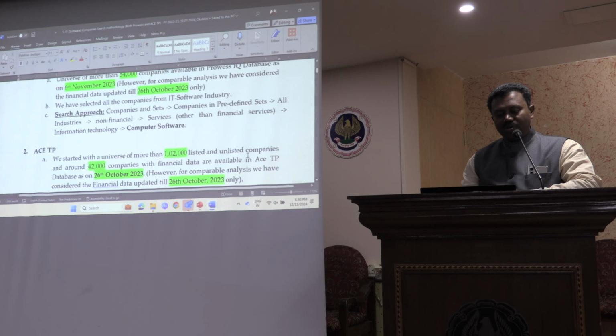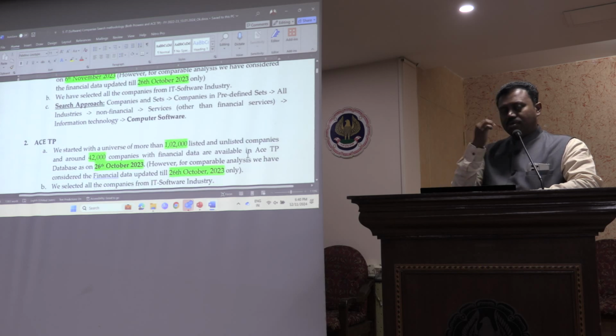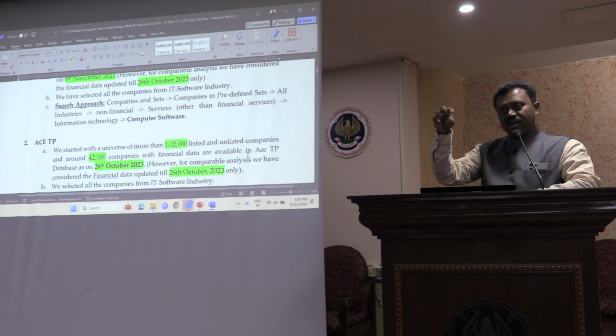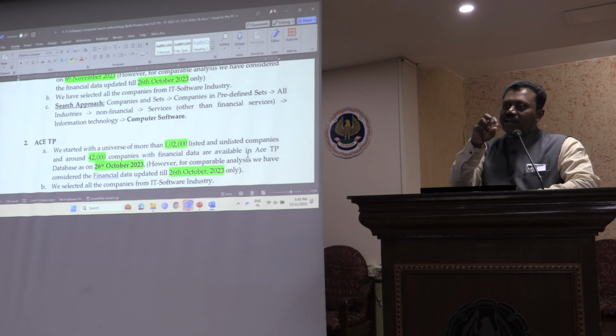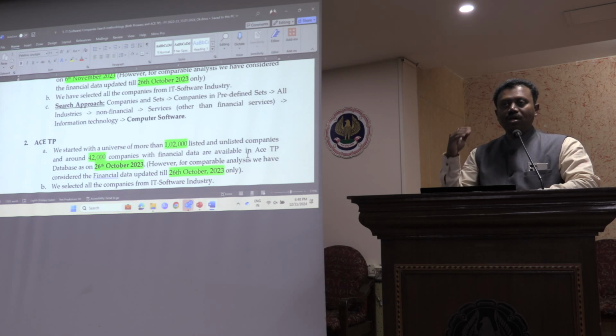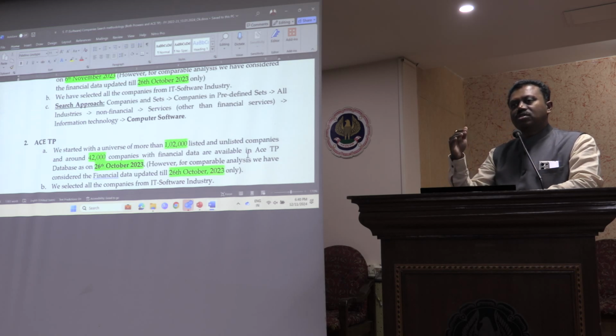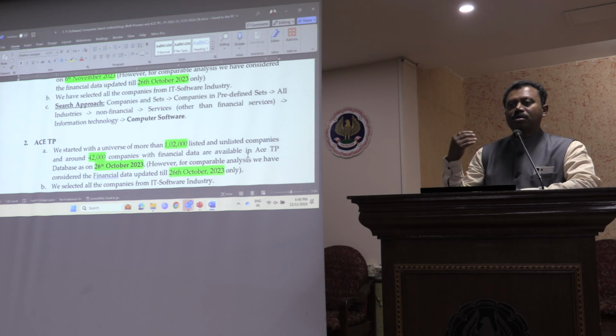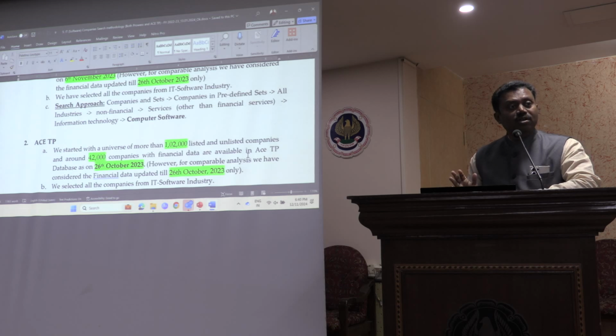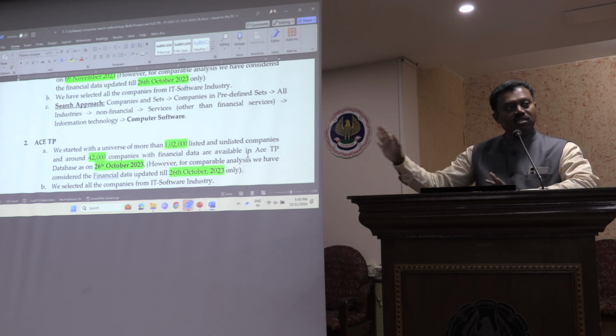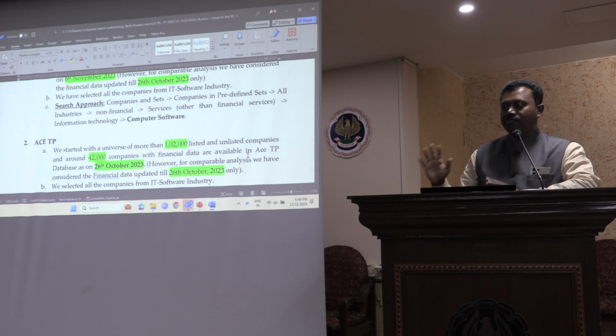We have selected all companies from the IT software industry. Of course, there is a drill down that we get, or a search query box we get, and we select the kind of companies. There's classification. There's manufacturing, there is trading, there is real estate, there is service sector. Under services, you will find commission agents, regular service providers, accounting services like that, some thousand services. So in that we have taken the IT software industry, because the client that I am going to do the TP document for is from the software industry.